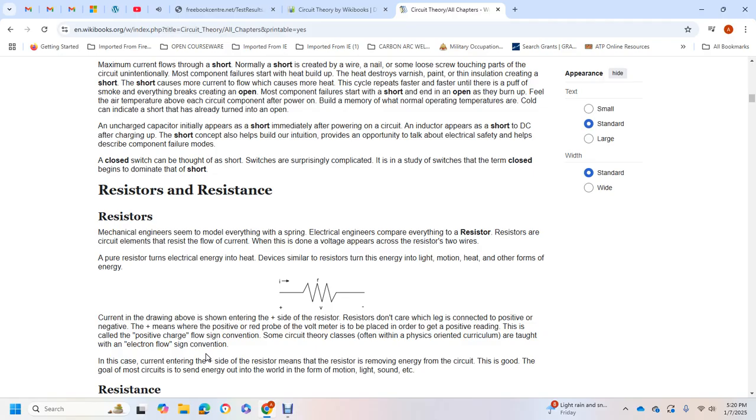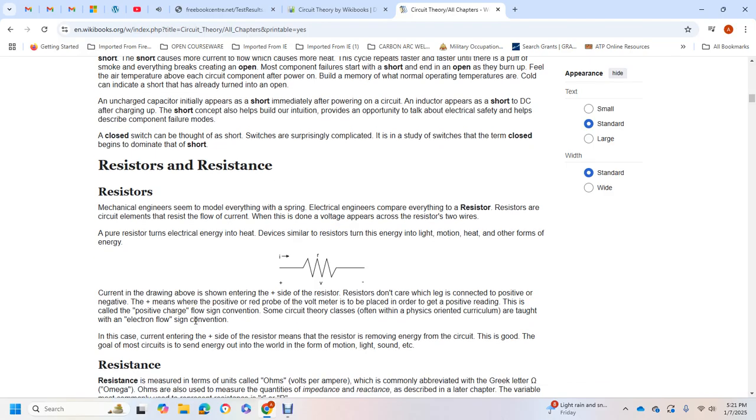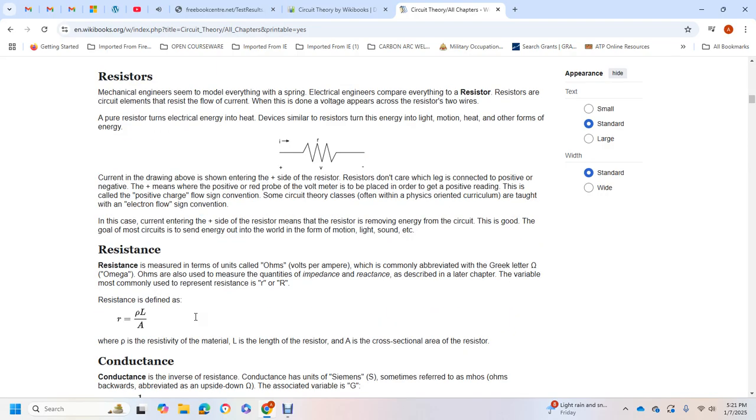This shows a resistor symbol. The current drawn above shows the current entering the positive side of the resistor. The resistor does not care whether the leg is connected to the positive or the negative. Positive means a positive red diode voltmeter placed on the positive reading. This is called the positive charge flowing sign convention. Some circuit theories, often in physics-oriented curricula, are taught with an electron flow sign convention. In this case, current entering the positive side of the resistor is removing energy from the circuit. The goal of most circuits is to send the energy to the world in the form of motion, light, sound, etc.